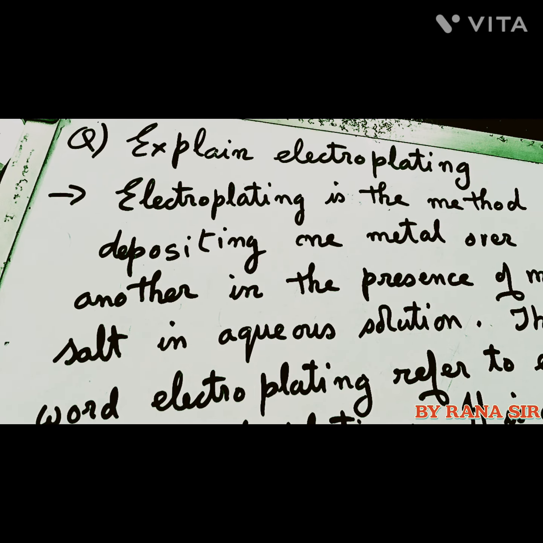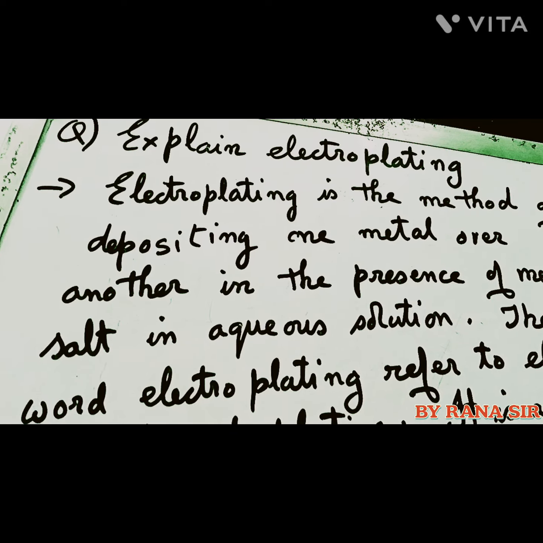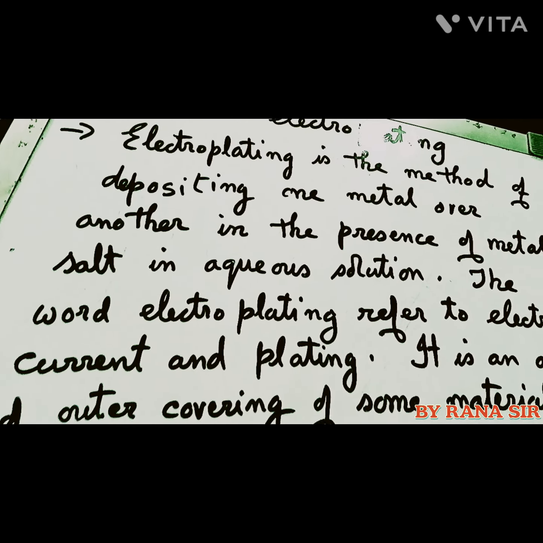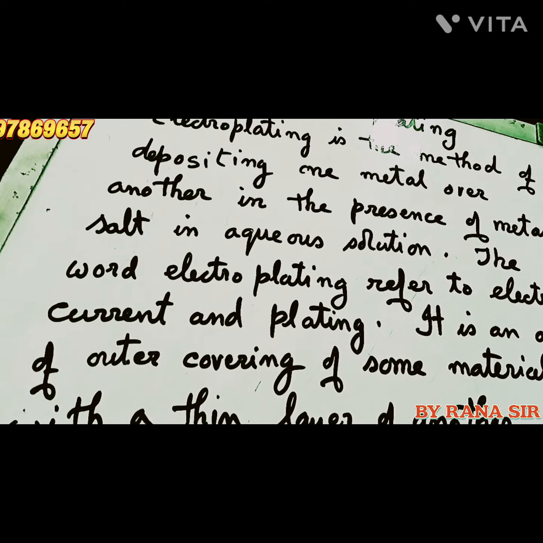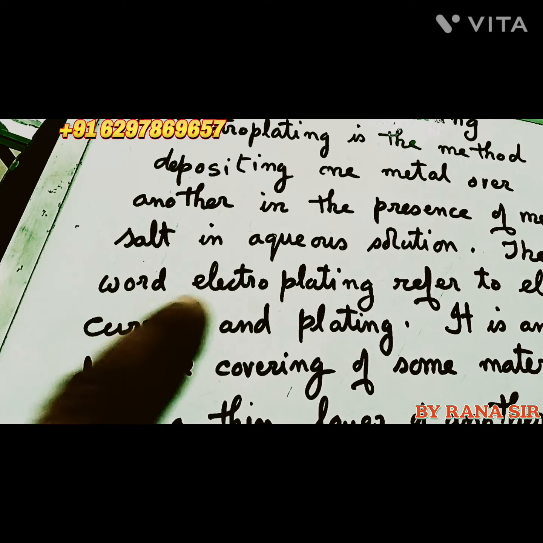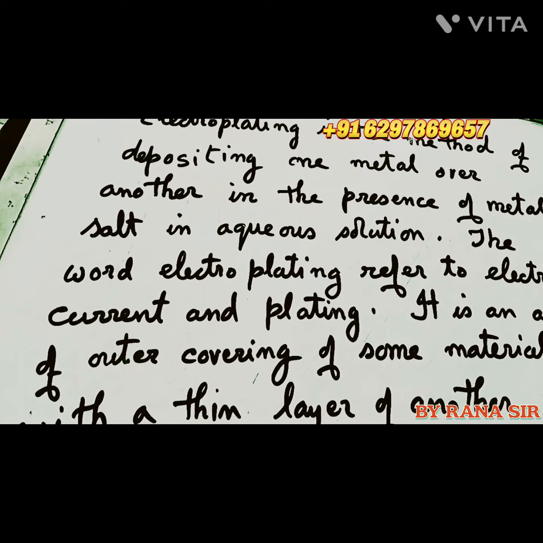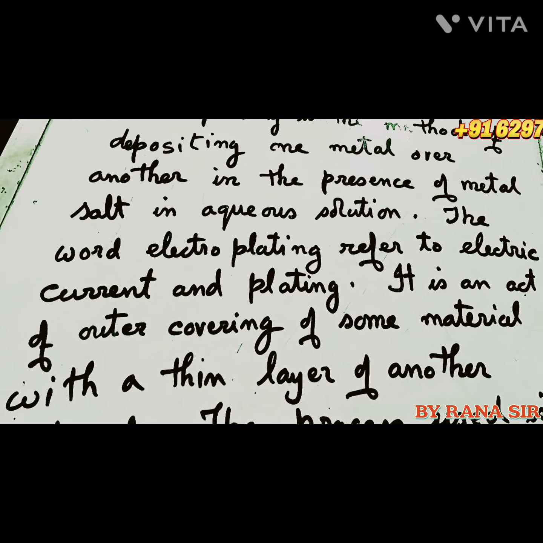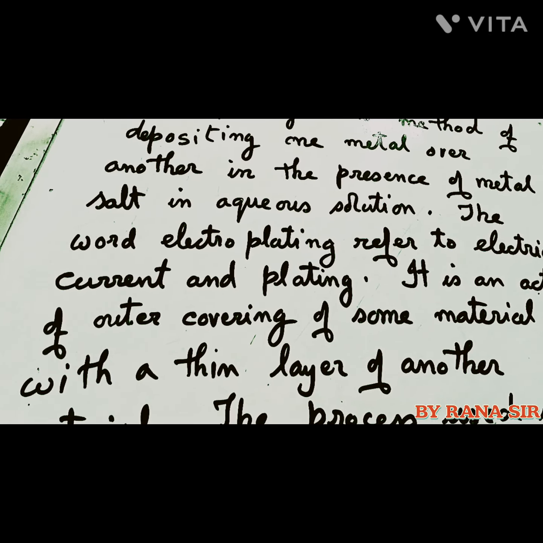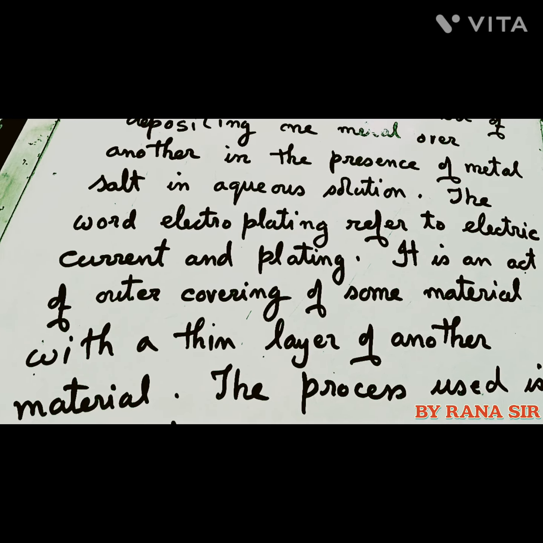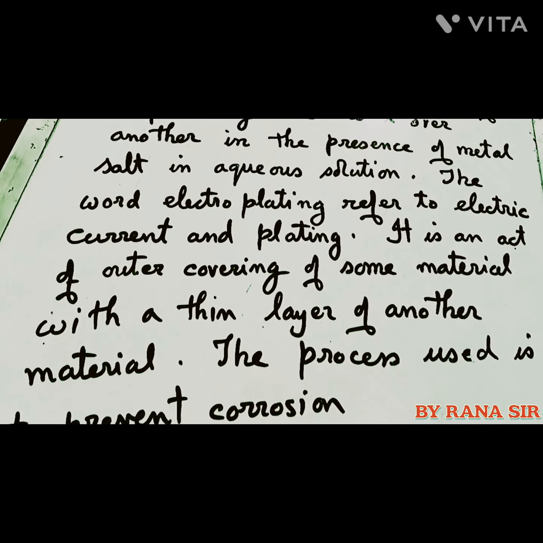So the next question is, explain electroplating. Electroplating is a method of depositing one metal over another in the presence of a metal salt in aqueous form. Aqueous form is liquid form. The word electroplating refers to electro, that is electric current, and plating. It is an act of outer covering of some material with a thin layer of another material.